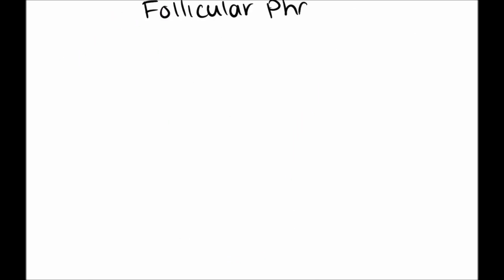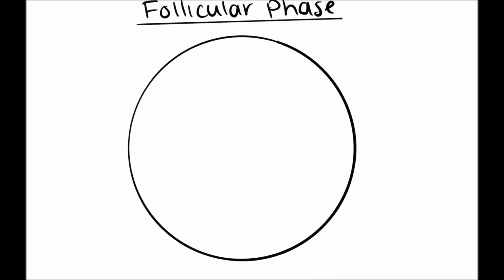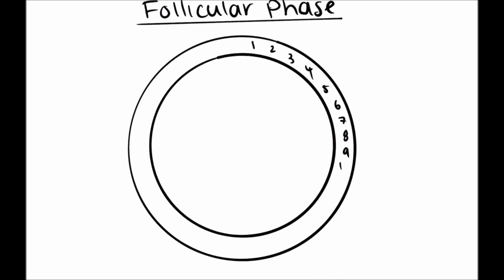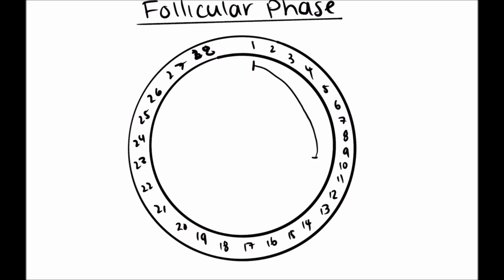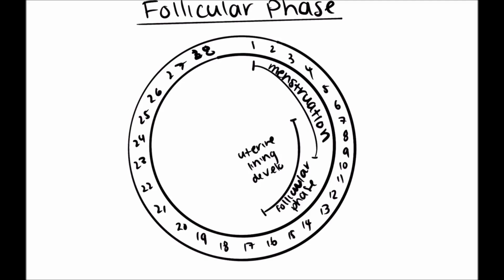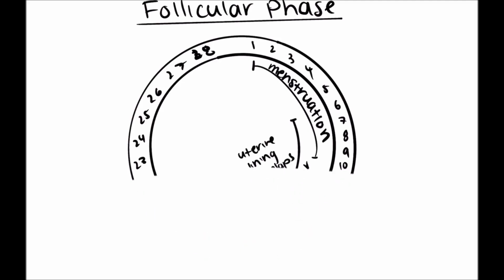Let's start with the follicular phase. The follicular phase begins at the end of menstruation and lasts for around 9 to 10 days. This is the most individualized part of your cycle, so if you tend to have a longer or shorter cycle than average, this is the phase that changes length.